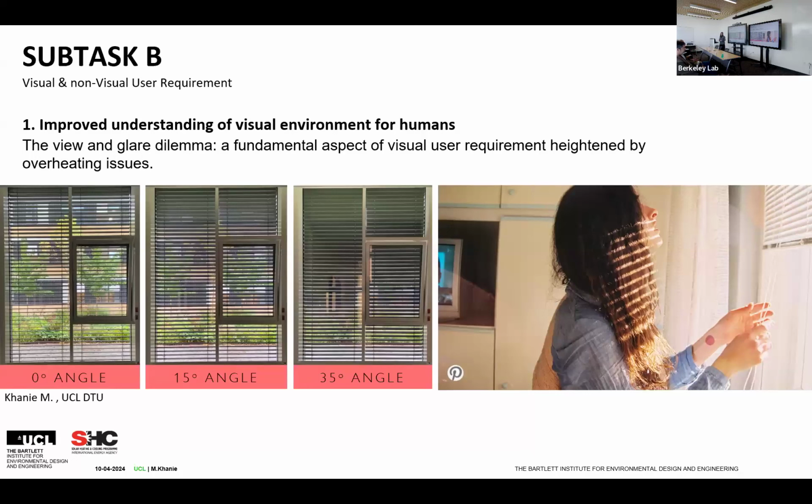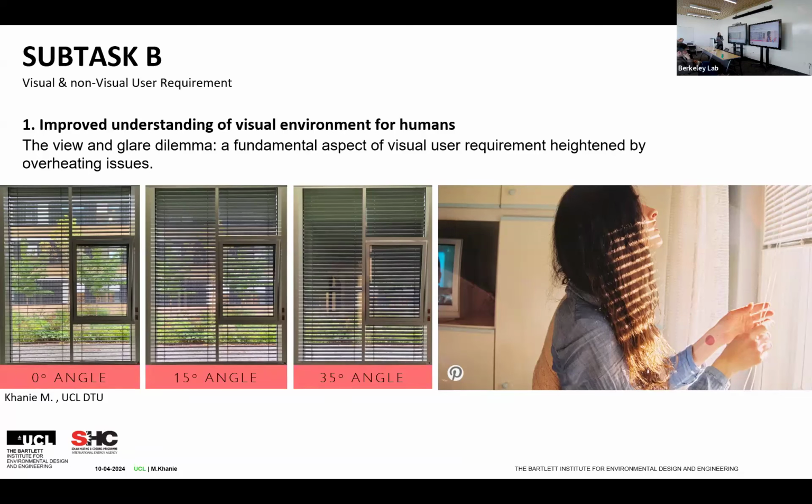So to address these issues within this subtask, we have several activities, and I will go through these activities in order to give you an idea of what we are working with. So later on, when you look at our report, you know what to look for. And this is the idea of this presentation.